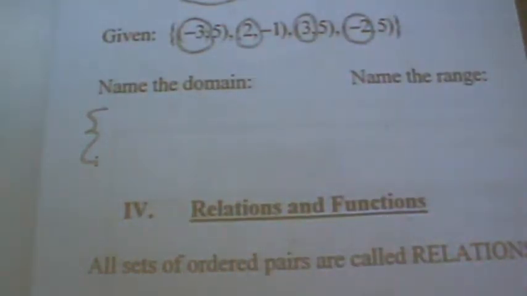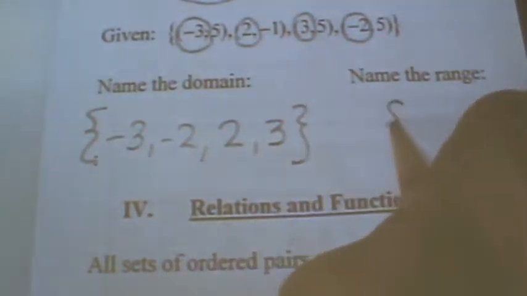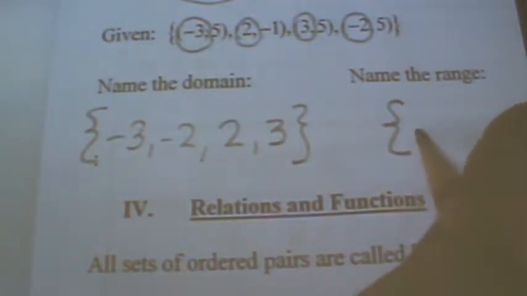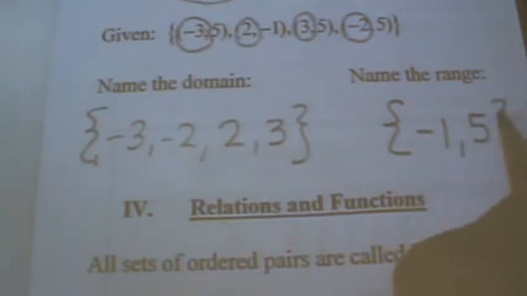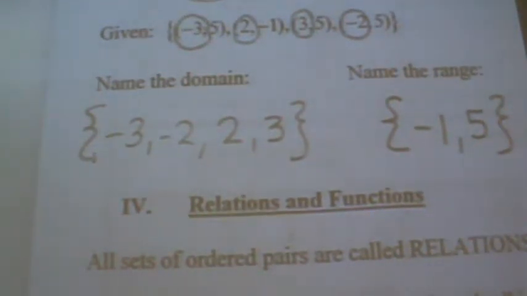Here's a relation. Can you tell me the domain? I like to do this as simple as that is. Why do I do that? So you don't mix them up. I'm going to say -3, -2, 2, and 3. And the range would be... And the last one. This is more of a pre-calc problem.